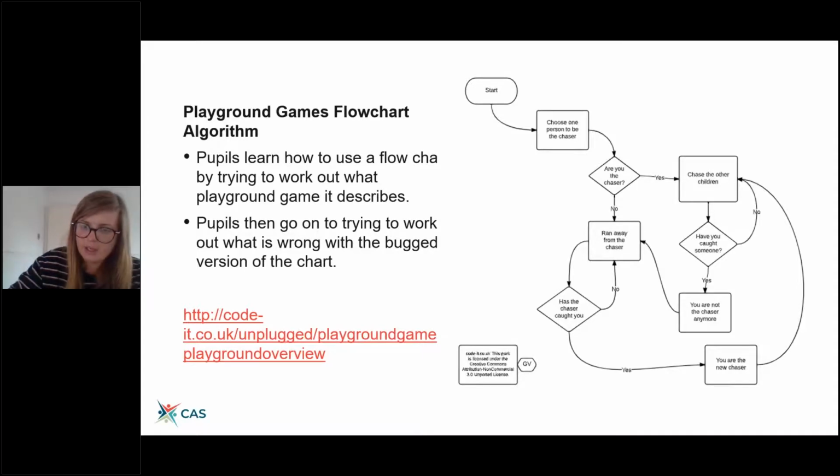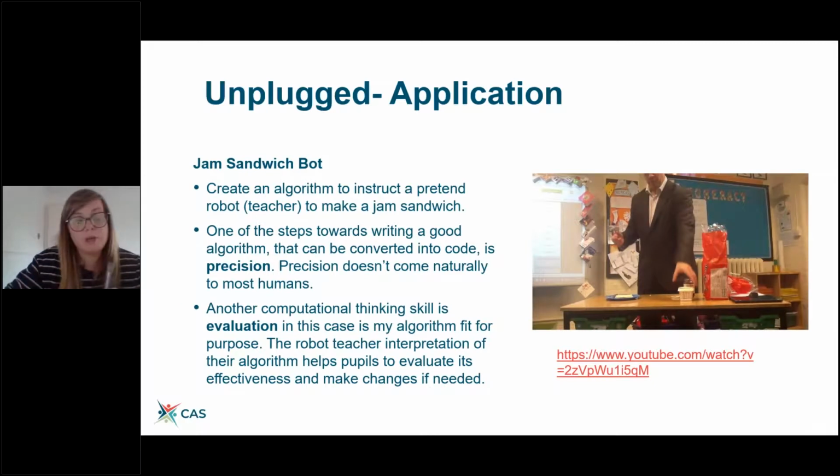And then the last unplugged activity, which I put last, but I love it, and I'm sure everyone's bored to death of hearing of it. But the jam sandwich bot. If you haven't seen this, there's a link there to YouTube, which is Phil Bagg himself just acting it out. This is a lesson that I have done with year 2 to year 6. You could do it with any year group. There was someone going around on Twitter, I think a year 2 teacher the other week, that had done it.